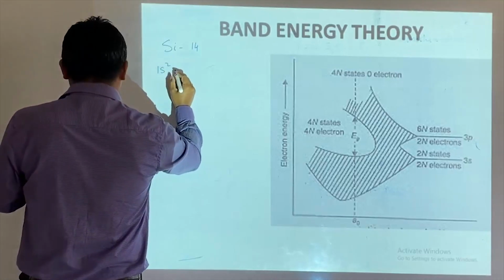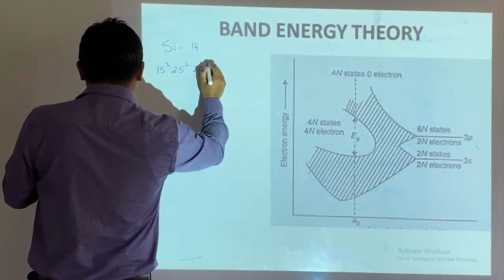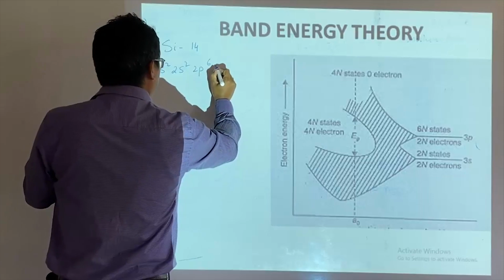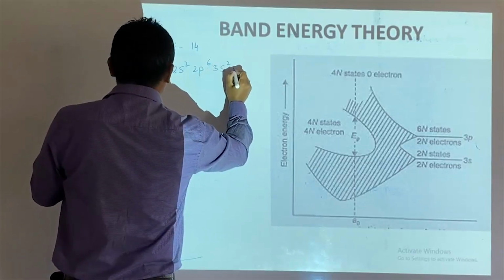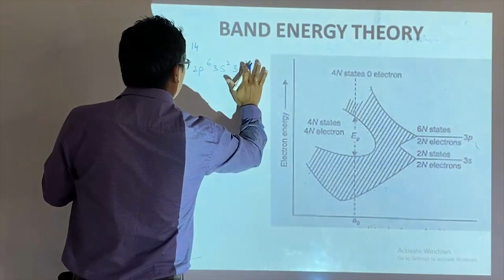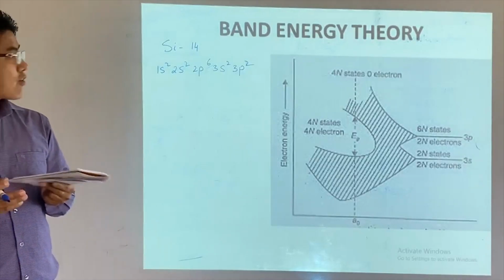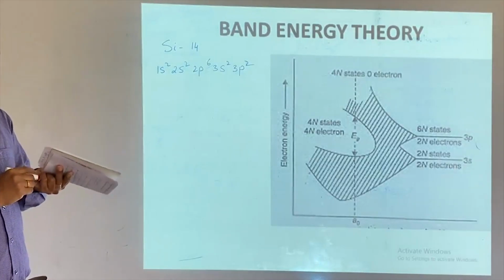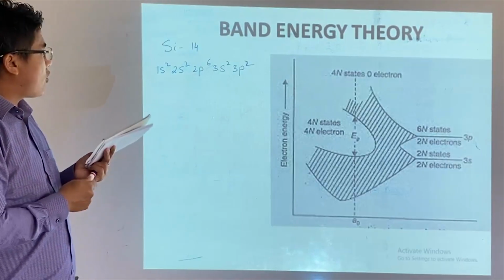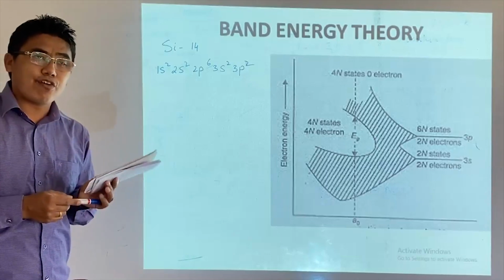1s2, 2s2, 2p6, and then 3s2 and 3p2, right? These are the electronic configurations. This is the electronic configuration of silicon. We talk about a silicon atom, right? If I have a silicon atom, this is the electronic configuration.